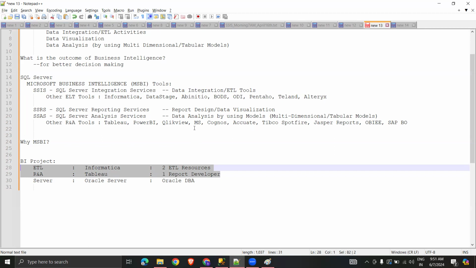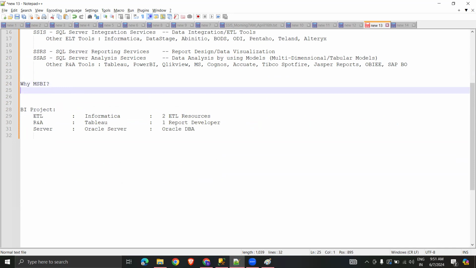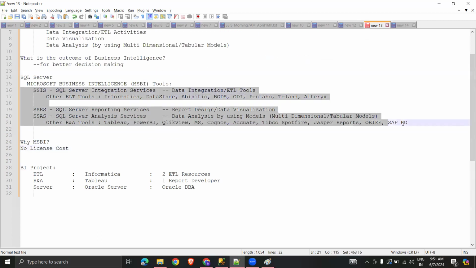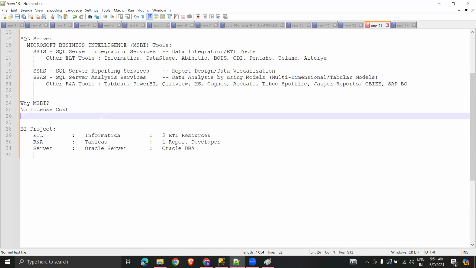So, what is the advantage, sir? No license cost. One license with all, no cost. No license cost separately, right? Okay, sir, you are saying it's no license cost. It's free tools. How is the performance? Excellent performance when compared with other tools.